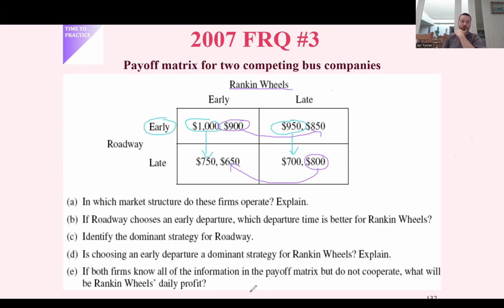And then, what is going to be the Nash equilibrium? The Nash equilibrium is going to be here because we know Roadway is going to go early. And then we know Ranking Wheels will also pick early because 900 is better than 850. Okay. So for this last question, what's their daily profit? It should be 900. Okay. Hopefully that's not too bad.